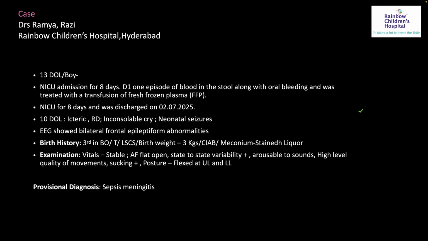On day 10 of life, the child was having icterus and respiratory distress and inconsolable cry, and had an episode of seizure, for which initial EEG was done outside, which showed bilateral frontal epileptiform discharges. Later referred here. On examination, vitals were stable. AF was flat, open, state-to-state variability was there. Arousable to sounds, high-level equality movements were there. Sucking was present and posture was flexed at upper and lower limbs. Good movements were there. Moro was positive, primitive reflexes were there.